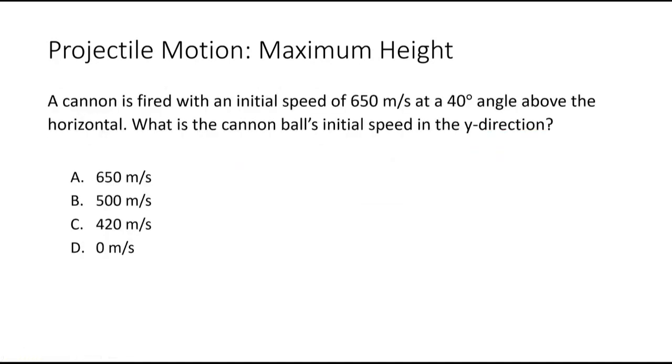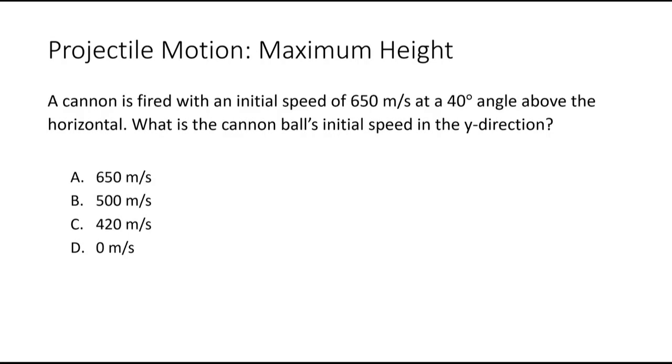Okay, let's do some practice in working with projectiles. So first of all, we have a cannon that's fired with an initial speed of 650 meters per second at a launch angle of 40 degrees above the horizontal. We want to know what is the cannonball's initial speed in the y direction.